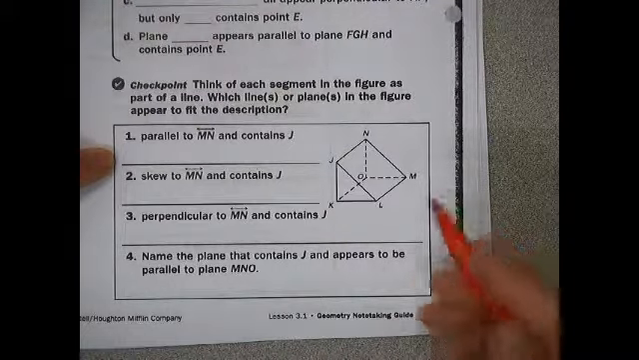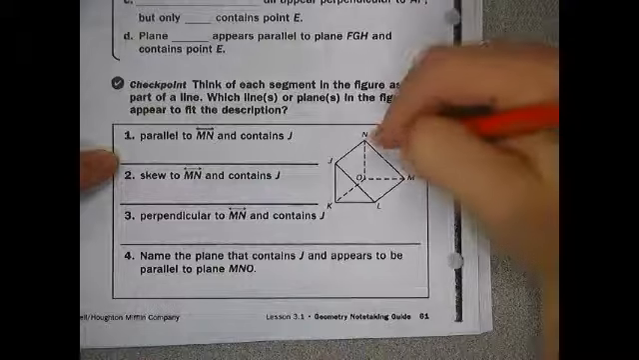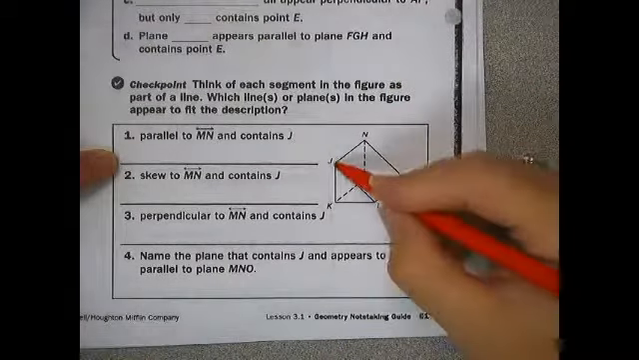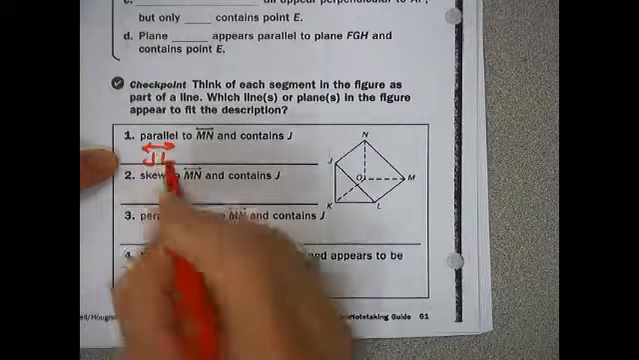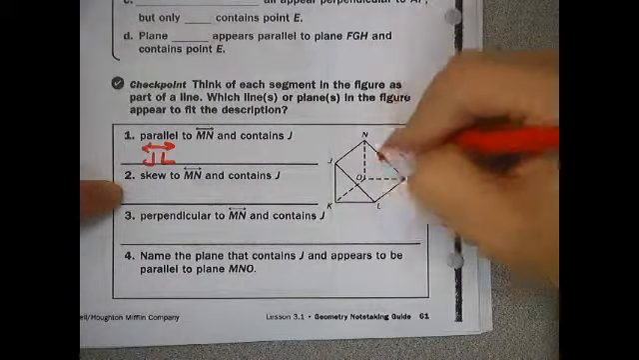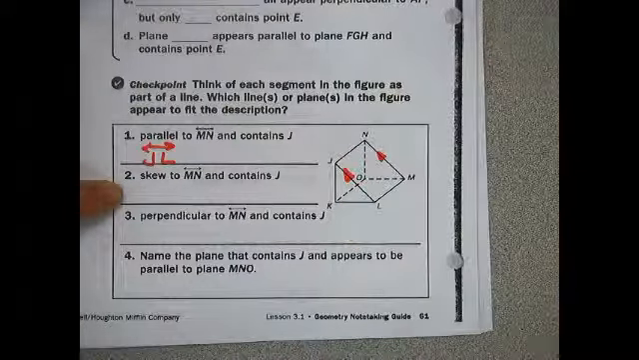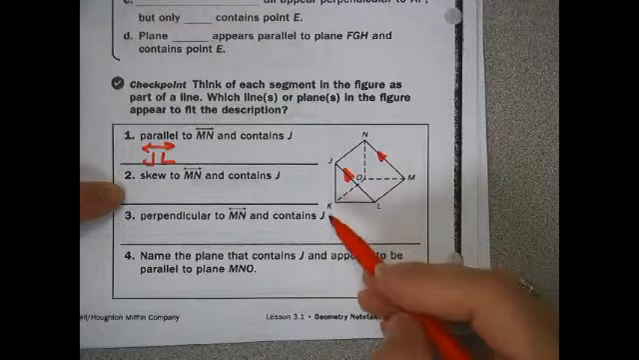Then go down to this checkpoint. Think of each segment in the figure as part of a line. Which lines or planes in the figure appear to fit the description? So something parallel to MN and contains point J, that would be line JL. Those are parallel. So you could mark those.